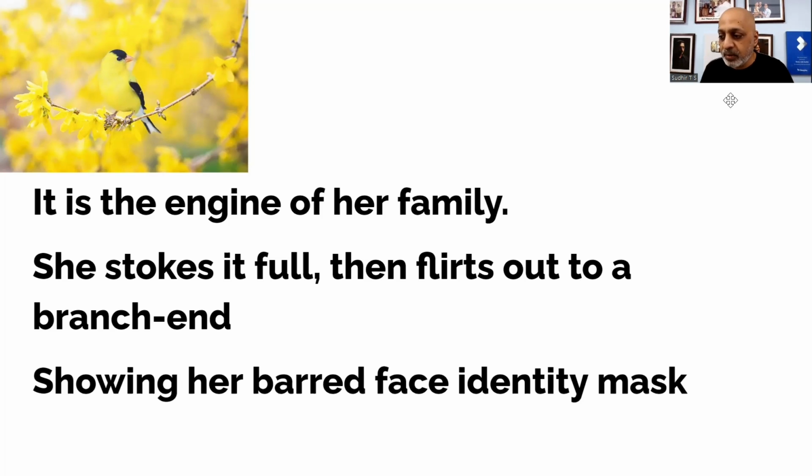Okay, and her barred face identity mask is called a transferred epithet. The word barred is actually an adjective for the flowers of the laburnum tree, but it has been transferred to the bird, so this poetic device is called a transferred epithet. So the phrase refers to the bird whose identity is masked because of the black stripe on its face, but otherwise it is hidden by the yellow color of the flowers, and the young ones are able to recognize her only when she comes near them, and only then they start chirping.